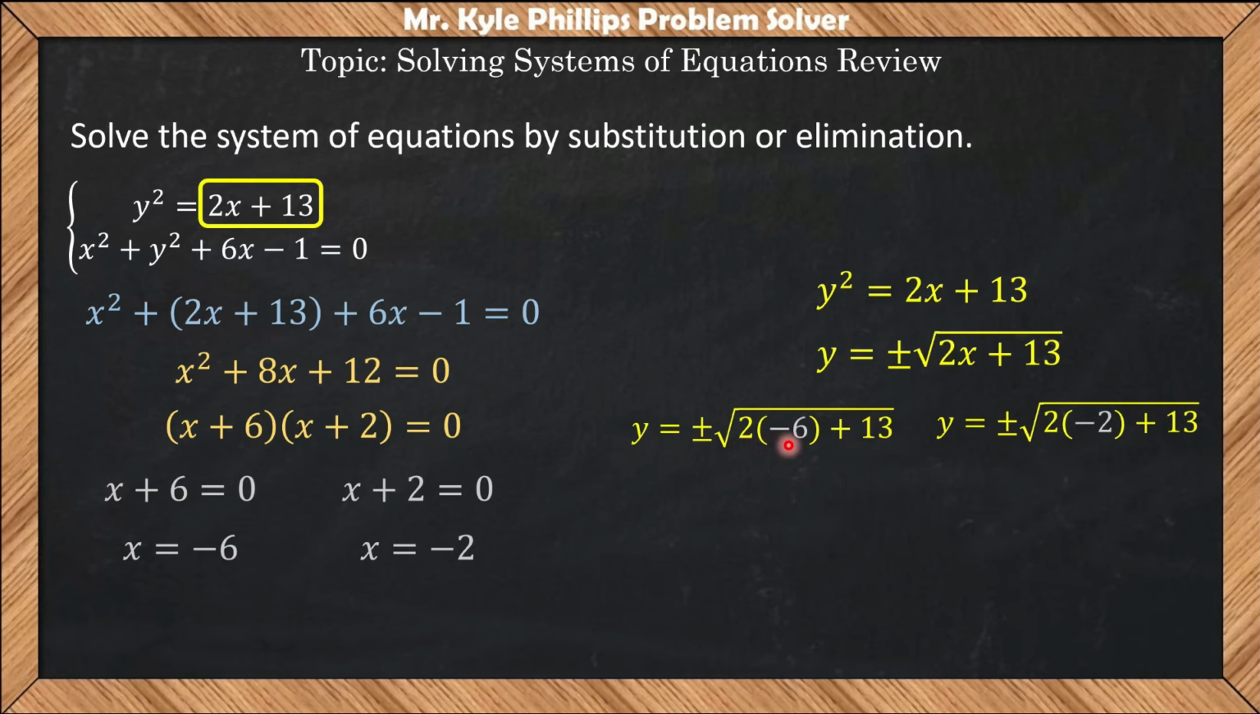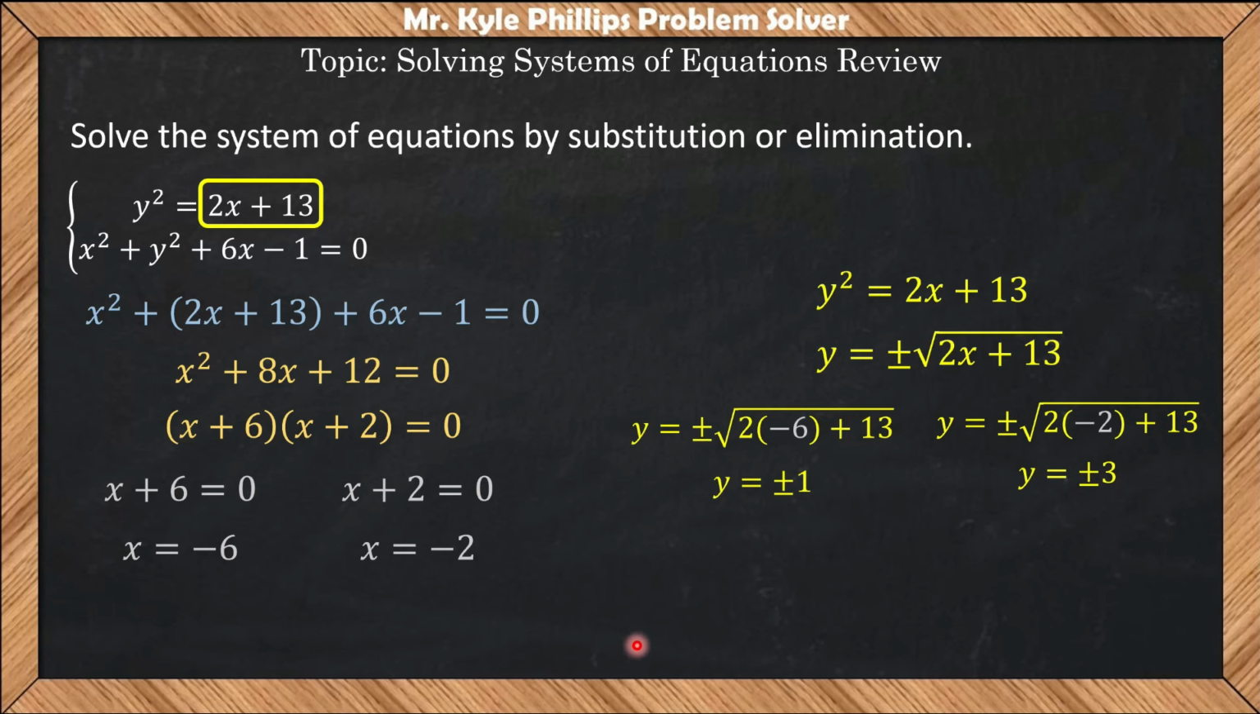So here 2 times negative 6 is negative 12, and negative 12 plus 13 is 1. So the square root of 1 is 1. When I plug in negative 2, this is going to be negative 4 plus 13, which is 9, and the square root of 9 is 3.